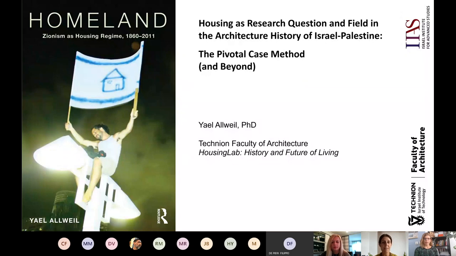So many of us already know Yael's work. She's also an architect and a scholar. And beyond heading and directing the Housing Lab, she is also an activist. She's involved in both academic research and activism in the Israeli housing social movement. I would like just to remind you of her book. You can see here the cover, her book that was published by Routledge in 2017, titled Zionist Housing Regime, that looks at the period between 1860 and 2011. Her research on the history of the Israel-Palestine conflict, observed through housing, was published in several journals like Urban Studies, Footprint, Architecture Beyond Europe, and other magazines.